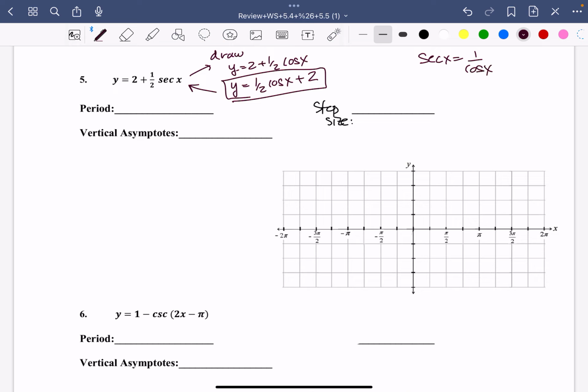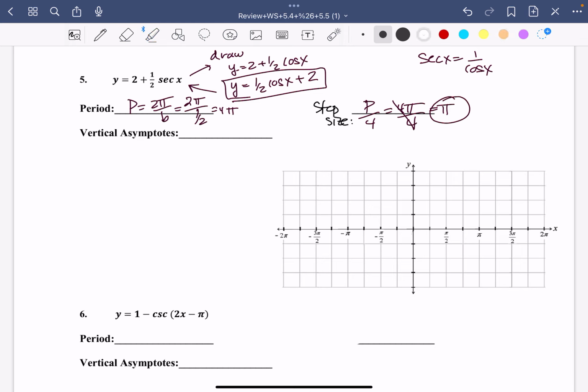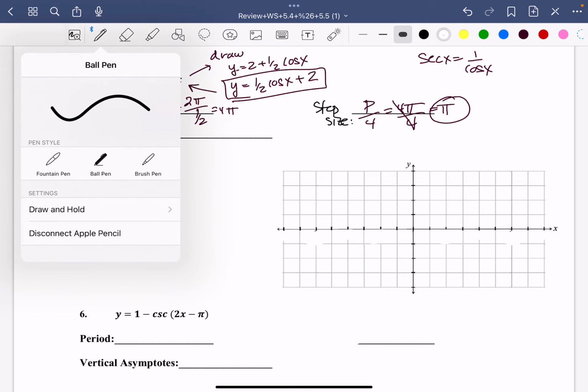2 pi over 1/2, so it's 4 pi. So that's my period. But then my step size is going to be period over 4, so that means each step is going to be of size pi. Right? So if I come down here and clean this up for you, let me give myself some room. So it looks like, if I read my equation pretty quickly, I can see that a is equal to 1/2, b is equal to 1, h is not there, so it's 0, and k is equal to 2.